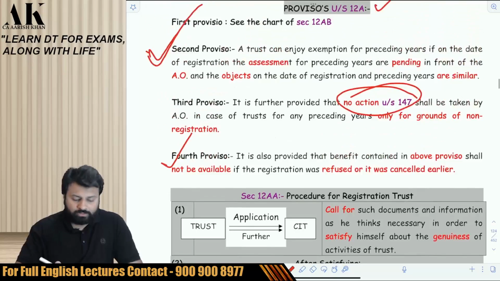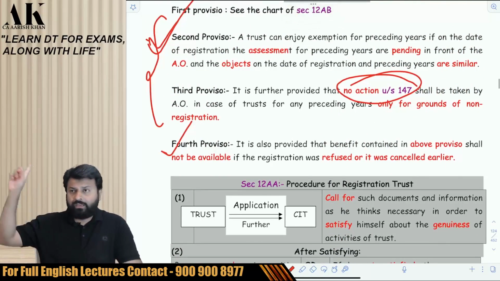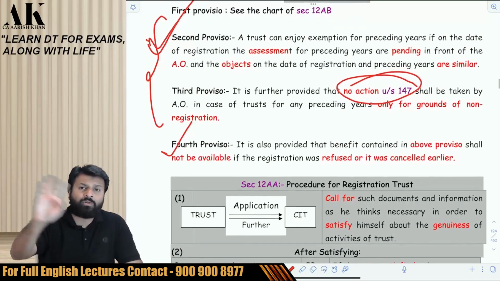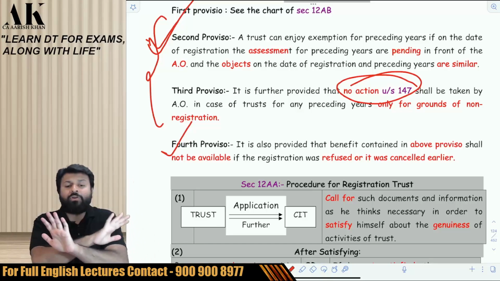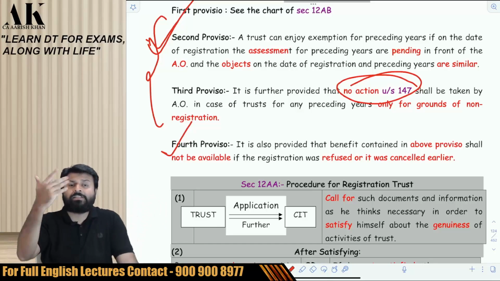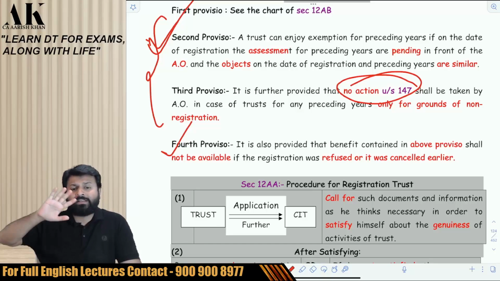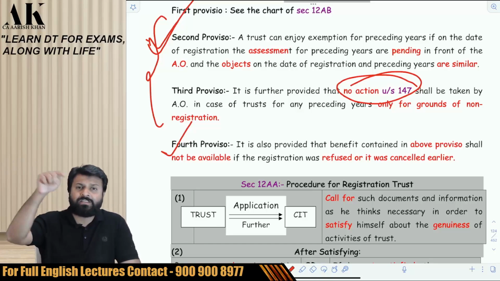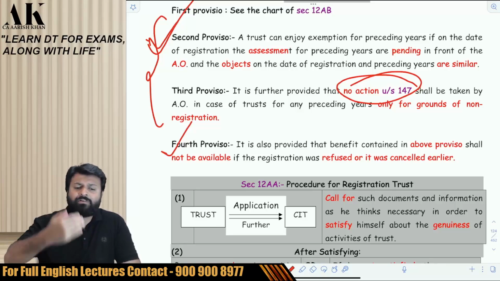Fourth proviso. So this is the benefit which is given to you, that you can claim exemption for earlier years also. If you claim exemption for earlier years, 147 will not be opened against you on the grounds of non-registration. And the fourth proviso says that the above proviso will not be applicable if earlier the registration was cancelled or registration was refused by the AO. So if earlier the AO has refused the registration or he has cancelled the registration, then the benefit of exemption will not be given for past years. It will be only given for the current year and future years.